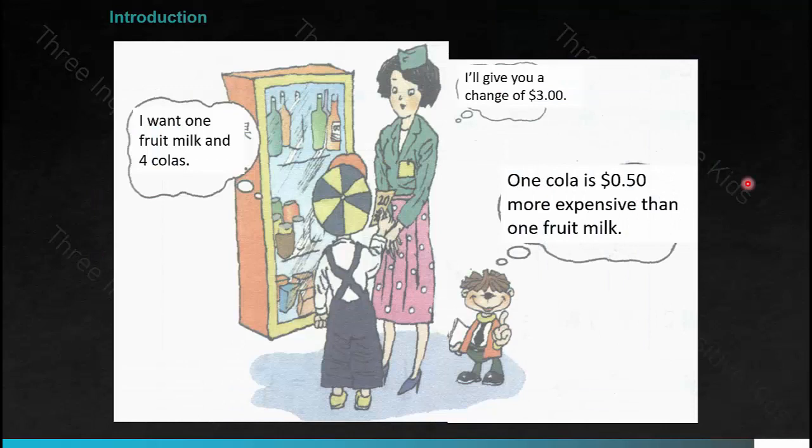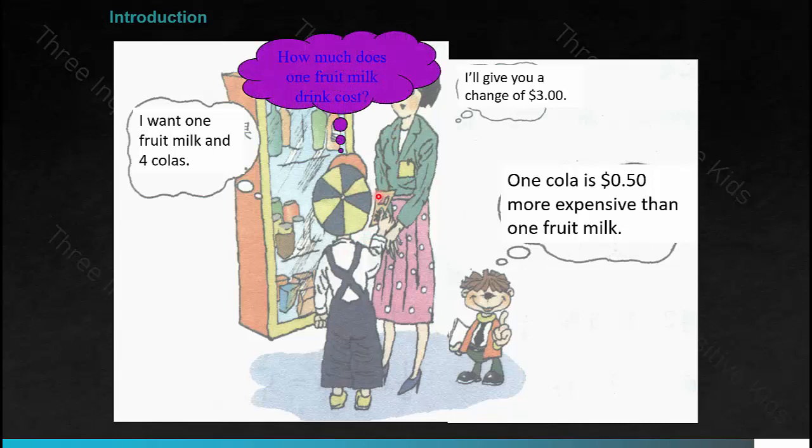Here's our introduction. As you can see, this boy walks up to this lady and he says, I would like 1 fruit milk and 4 colas. And from this little guy, we know 1 cola is $0.5 more expensive than 1 fruit milk. And then this lady says, I'll give you a change of $3. And as you can see here, this boy is handing her a $20 bill.